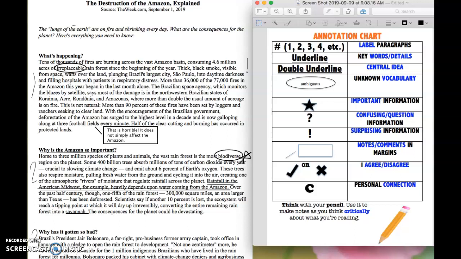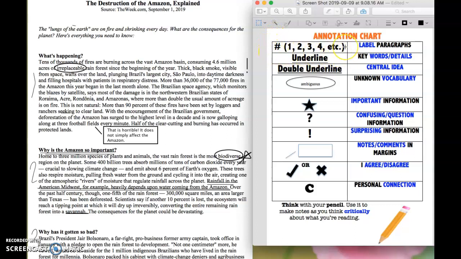Hi all. Today we're going to talk about how to annotate a text. Annotation can be of a nonfiction text or it can be fiction. It doesn't matter because all you're doing is closely reading a text. So we're using this annotation chart. There are tons of different charts out there. This is the one we'll use today.